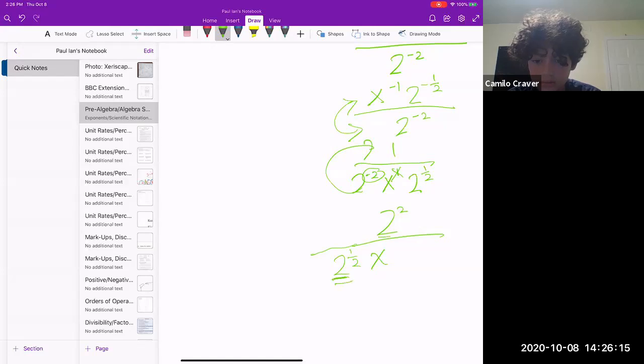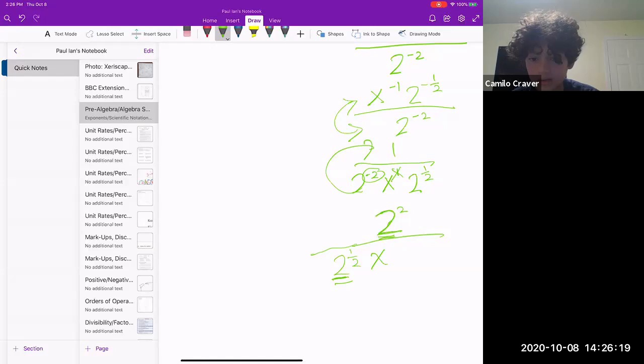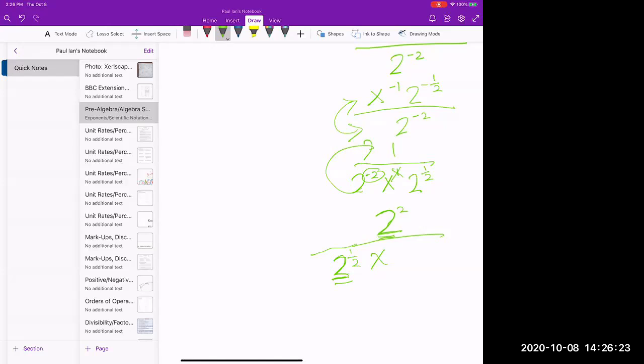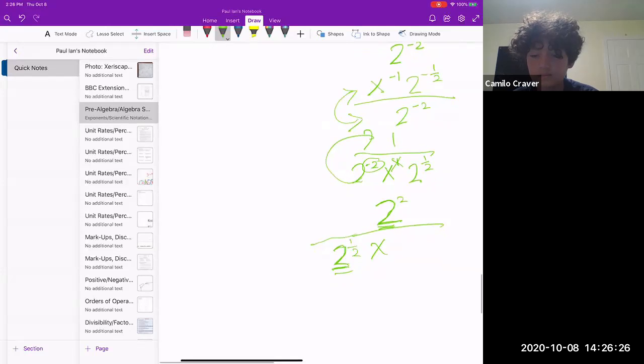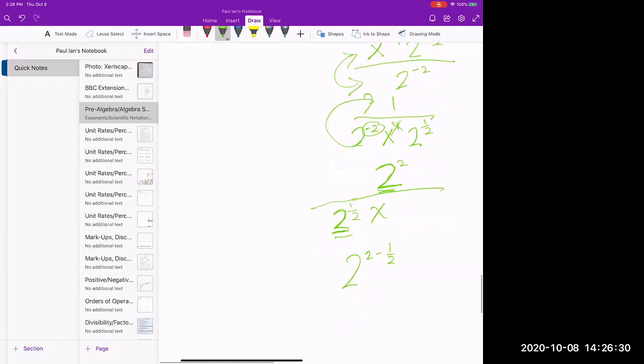These are the same base. Subtract. Which one do I subtract? 2 and a half. Okay, so that's good. 2 minus 1/2, so that's a mixed number. And then you're gonna have X down here, right? Yeah. So now you have to do this thing, right?